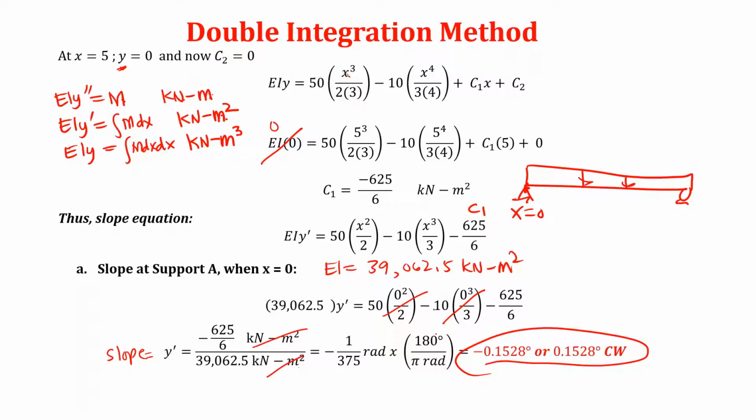So, guys, since we only used the slope equation, the resulting unit is kilonewton meter squared. And then, EI is also kilonewton meter squared. So, the units cancel out. What remains is unitless or radian, because it's a slope. So, if you want a bigger number, convert it to degrees. So, we have negative 0.1528 degrees. The negative means the rotation is clockwise.